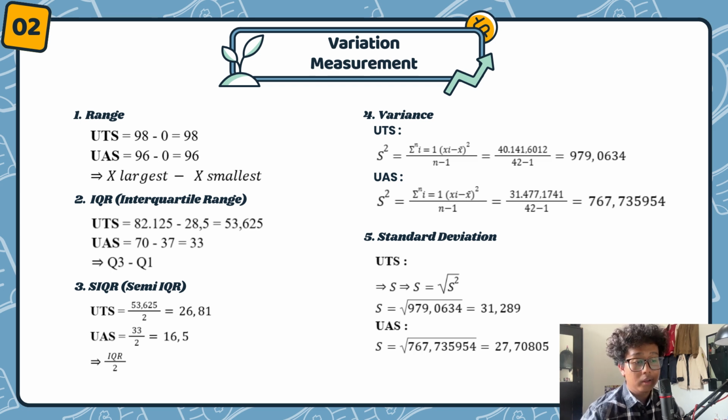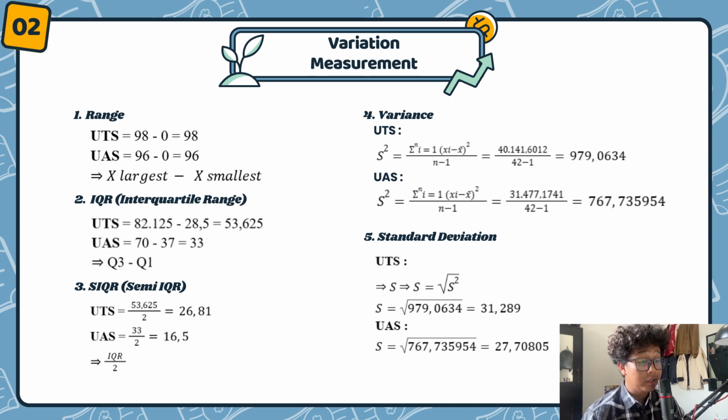So first, we have to calculate the range of the data. So it's just quite straightforward. For the range itself, we just have to calculate the largest data, subtract by the smallest data. So for the midterm, we got the range is 98. And for the final term, we got it 96.